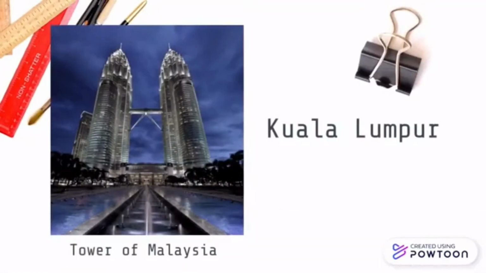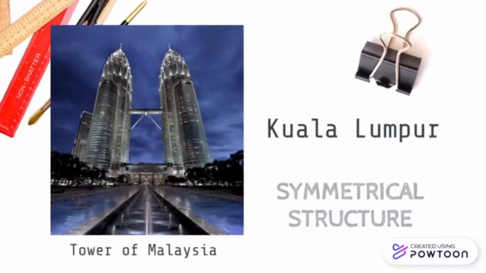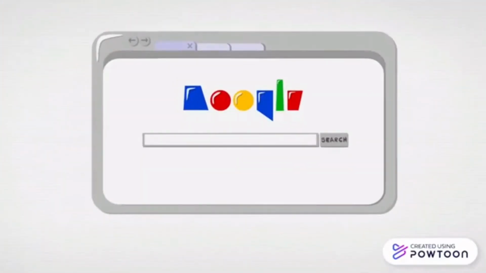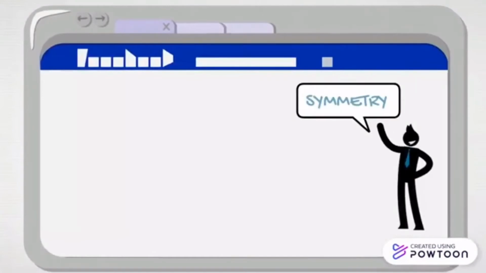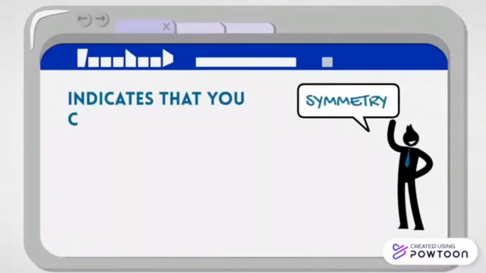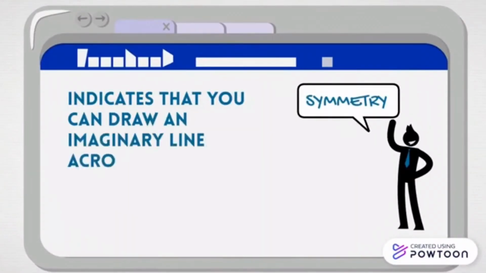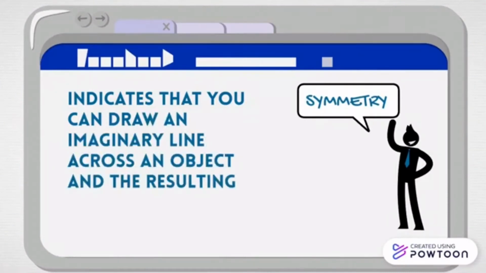It is also interesting to know that these patterns of nature are being used by humans in designing magnificent structures. For example, this famous Kuala Lumpur Tower of Malaysia, which is an example of a symmetrical structure. What is symmetry? Symmetry indicates that you can draw an imaginary line across an object and the resulting parts are mirror images of each other.